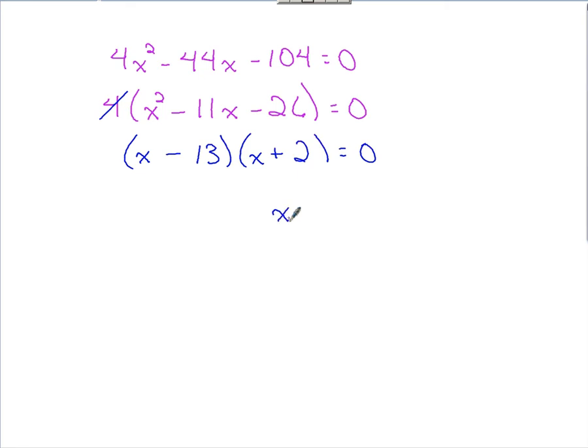So, got two factors here. Set each of those equal to 0. Solve for x. X would be 13, x would be negative 2. Only thing left to do is plug those back into the original equation and see if each of them work. Taking out 13, 13 didn't work.